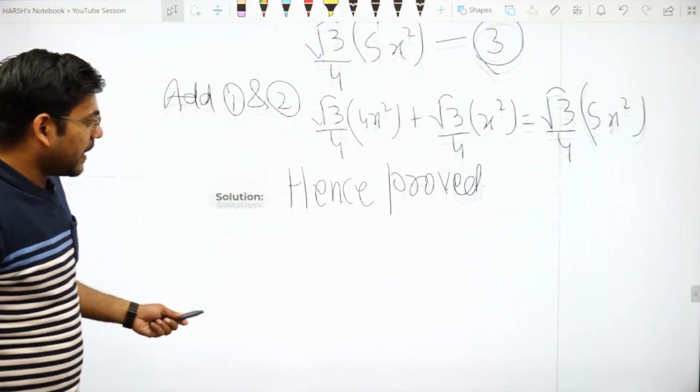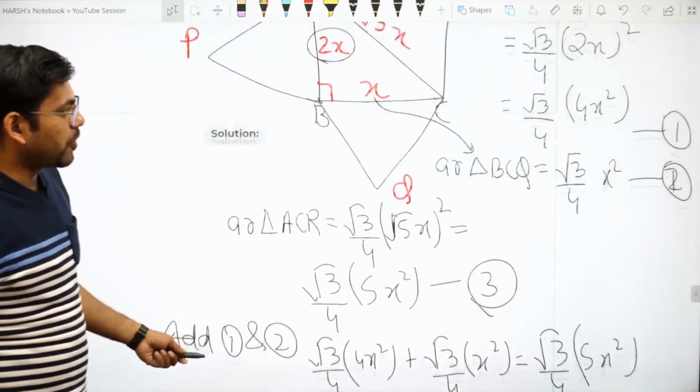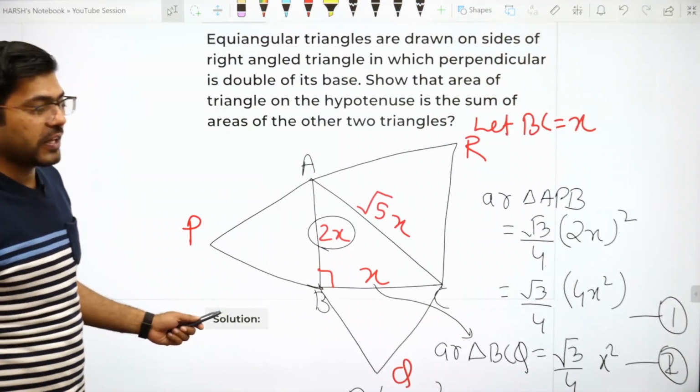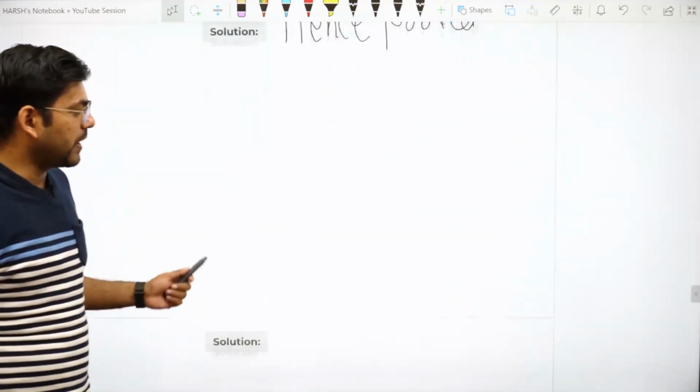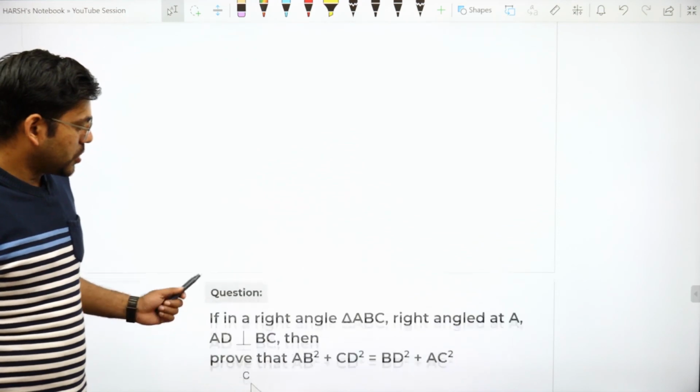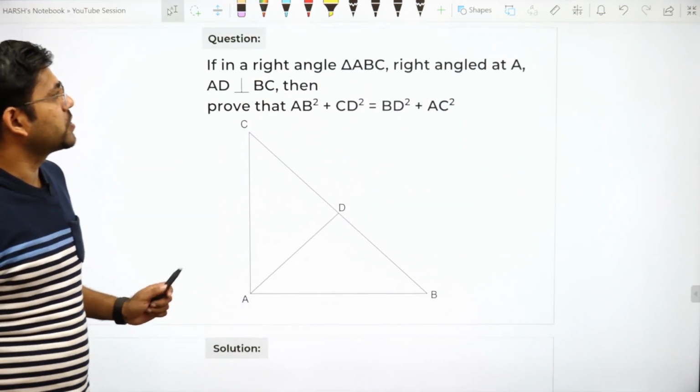So anyways, this is the whole solution, whole proof, what we had to do for this question. And I guess you would have understood this question, how to solve this question. Now, if you have understood this, we'll move on to our next question. So here goes our next question, and next question is like this.